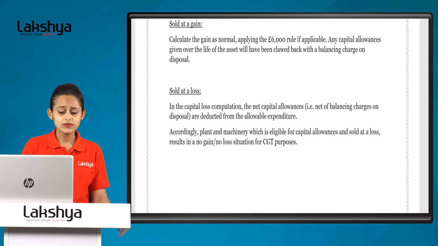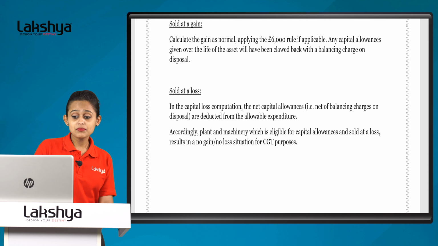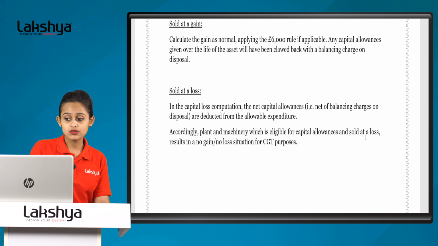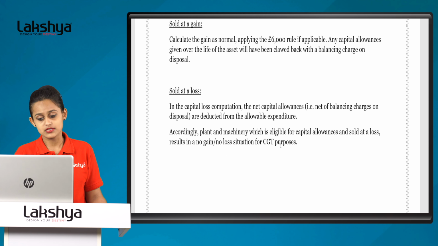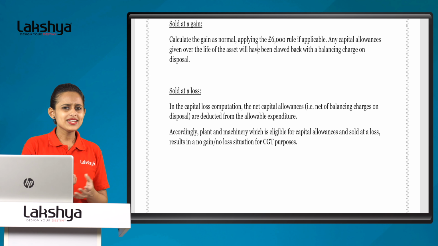Why? So let's see why. Accordingly, plant and machinery which is eligible for capital allowances and sold at a loss results in a no gain no loss situation for CGT purposes. So basically what happens here, when a chattel eligible for capital allowance is sold at a loss, the final answer will be 0, no gain no loss.